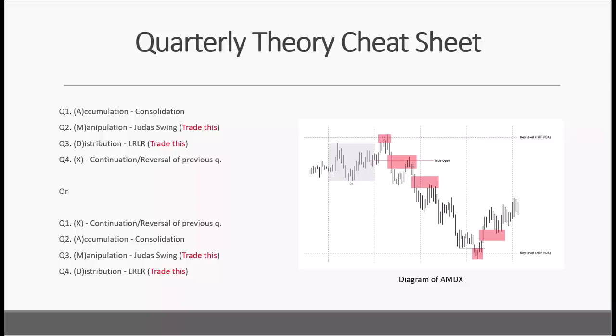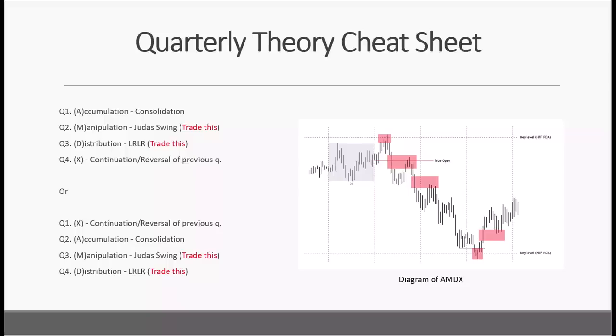In regards to XAMD, the first quarter is the continuation or reversal of the previous Q of the previous cycle. Using what we understand from the function of Q1, Q2 should then accumulate, resulting in high range price action. Q3 would then be your manipulation phase.